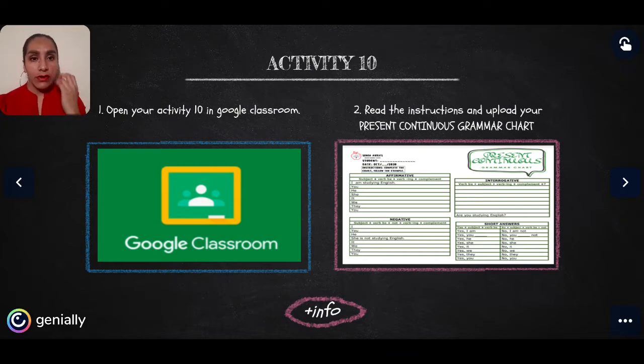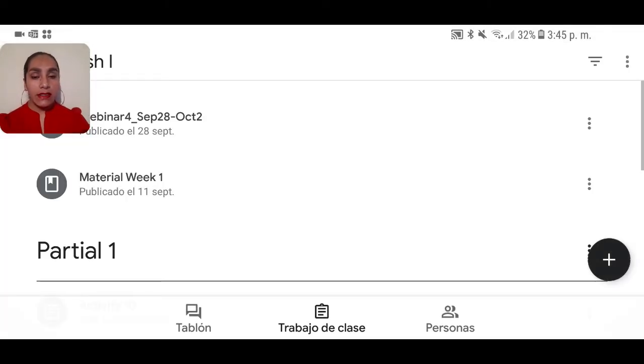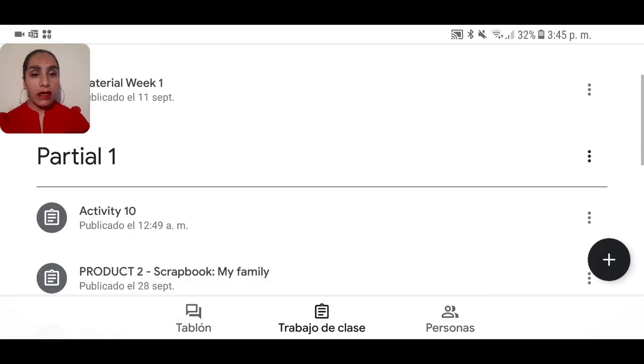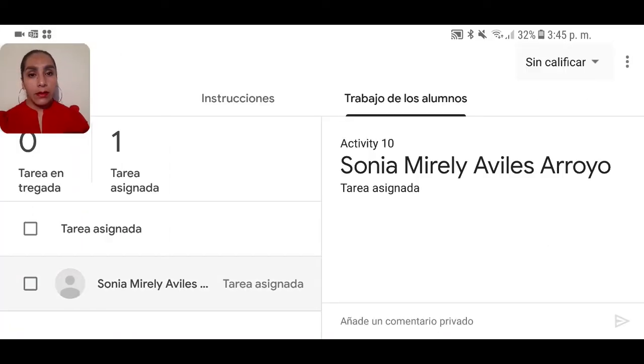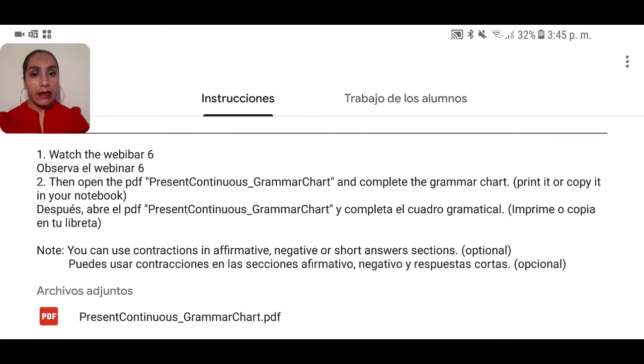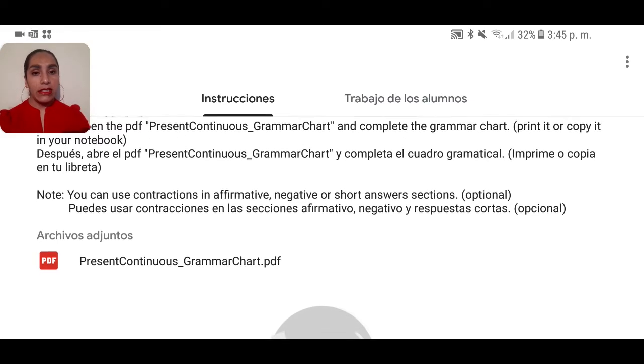First, you have to open your activity number 10 in Google Classroom. And then you have to read the instructions and upload a present continuous grammar chart. Okay, so let's click on the Google Classroom. When you go to Classroom, you can see this. ¿Qué van a ver cuando entren a la actividad número 10? Lo van a abrir, van a leer las instrucciones, ya saben que siempre las coloco en inglés y en español. Watch the webinar 6, then you have to open the PDF, present continuous.